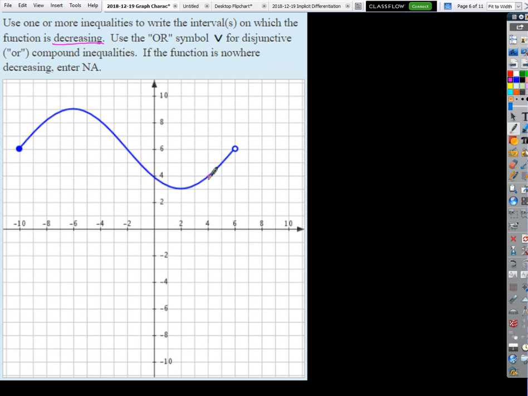It looks like -6 appears to be the peak of that little mountain he's walking along, right? And 2 appears to be the bottom of that valley. So everywhere between here and here, for sure, those are places where he's decreasing. Now the question becomes, do we include the endpoints? Let's take a vote. How many people think we should include the endpoints? How many say we should not?